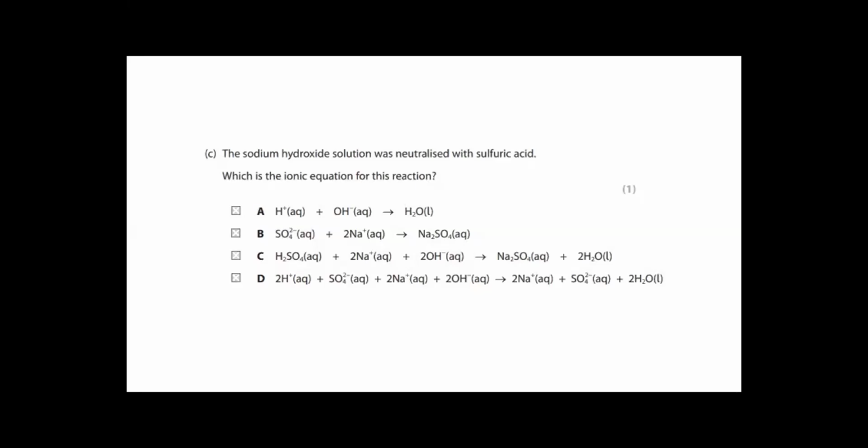Finish. The sodium hydroxide solution was neutralized with sulfuric acid. What is the ionic equation? So always, if it is a neutralization reaction, I told you what is the main feature. Hydrogen ions and OH minus ions, they will combine to form H2O liquid. So that is the idea in a neutralization reaction. That is what happens, right? So always there should be formation of H2O, right?